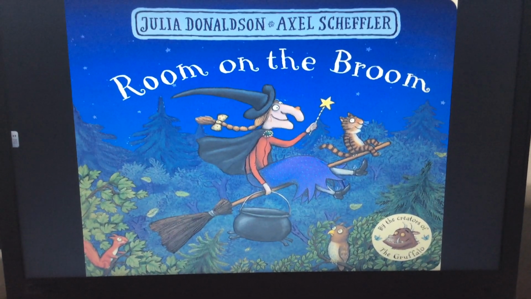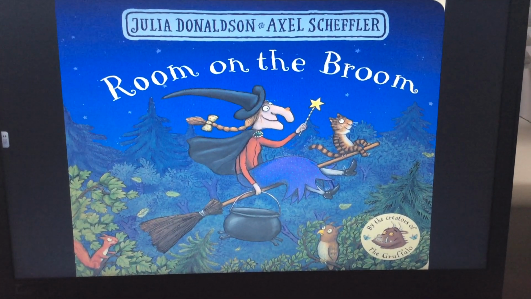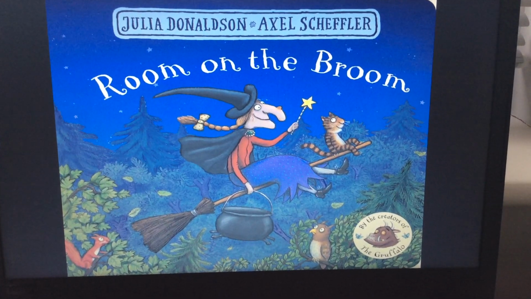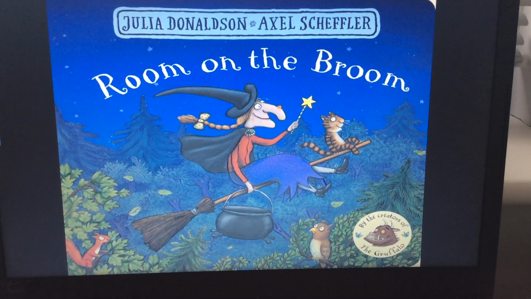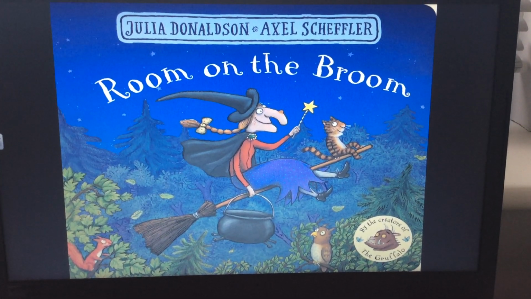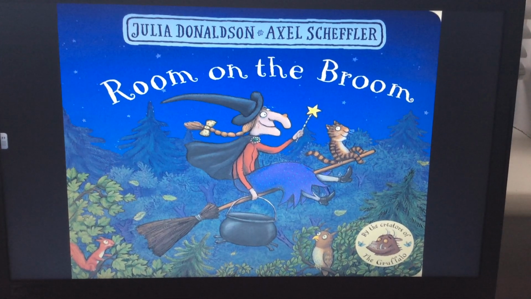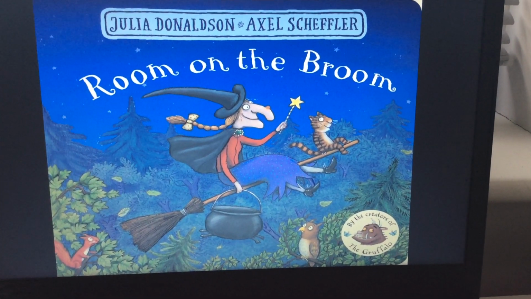Room on the Broom. Today we're going to think about the setting. So last week we looked at the different settings in the story. The setting, remember, is the place that the story is happening. So in this picture at the beginning, the setting would be in the air above the woods, because that's where the witch is. So today you're going to come up with your own setting.